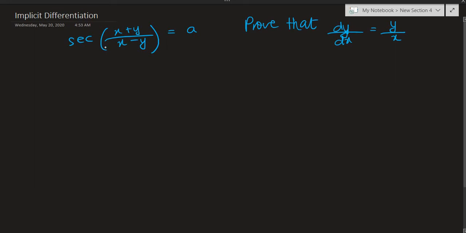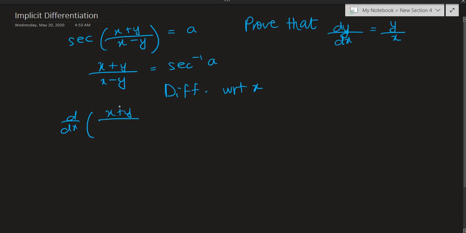So, well, having a secant on the other side would make more sense. Rather, it will convert into a secant inverse. So we have x plus y divided by x minus y being equal to the secant inverse of a. Now we can actually consider differentiation. So now when we differentiate with respect to x, we just have to use the quotient rule, it seems, right? Because it's a fraction, x plus y divided by x minus y, and then we have the derivative of the secant inverse of a. Well, a is a constant, the secant inverse of a is again a constant, so the derivative of a constant is 0.